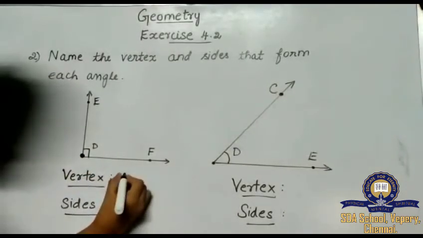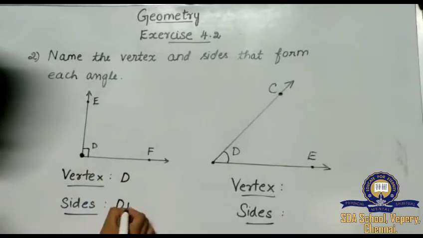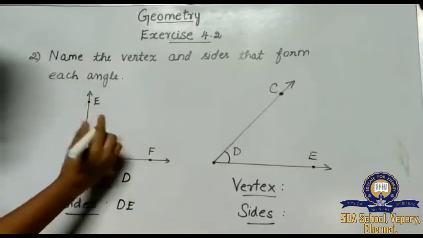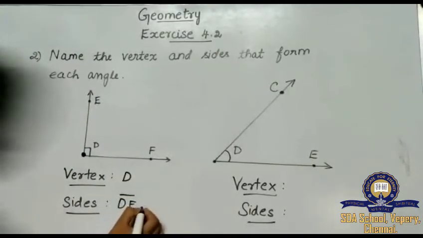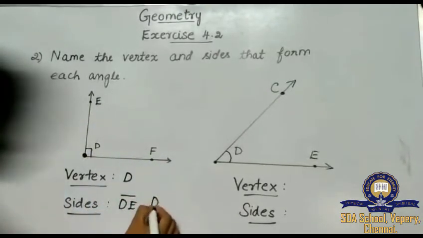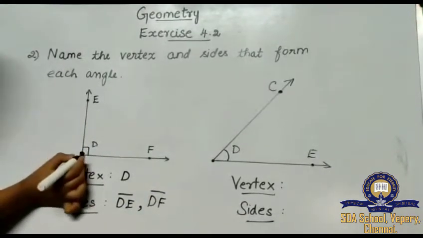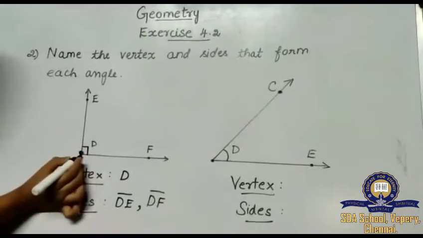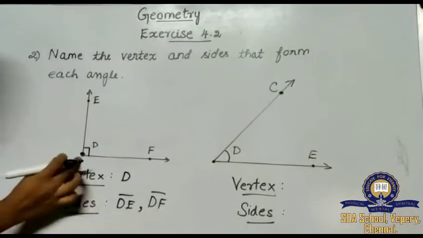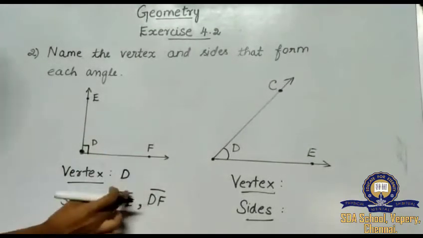So D is the vertex and the sides are DE. Since it is a line segment, you will be drawing a line above DE. And DF will be one side. Understood, students? The center point, that is the place where the angle is mentioned, will be the vertex. So D is the vertex, DE will be one side and DF will be one side.